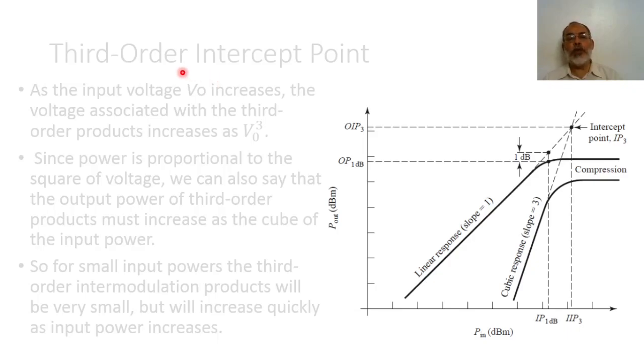In the following video, we are going to discuss what is meant by third order intercept point and what is the relation between the third order intercept point and the 1 dB compression point. And from the third order intercept point and 1 dB compression point, we are going to discuss how to define the dynamic range of the amplifier or the microwave system. This is what we are going to discuss in the following video.